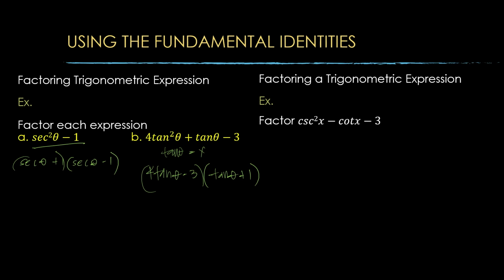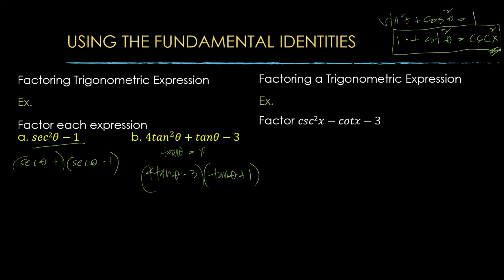Remember our Pythagorean identity, di ba? Sine of theta squared plus cosine of theta squared is equal to 1. So if you divide by sine squared, you get 1 plus cotangent theta squared equals 1 over sine squared, that is cosecant squared. This is already the hint. If you know this equation and you know how to factor similar to this one, you can answer this expression.